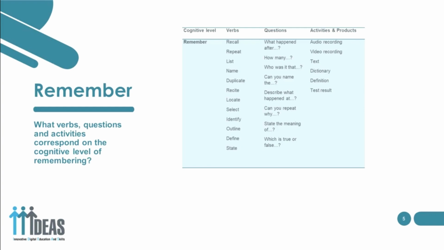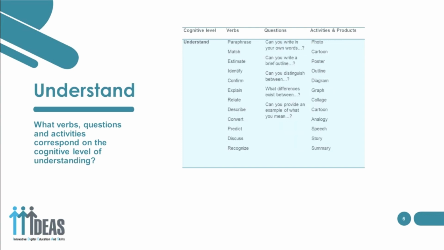That could be recall or repeat at the cognitive level of remembering, using questions like "Can you repeat why?" or "State the meaning of." Based on this, the appropriate activities and products can be decided on, for example, running a test for testing remembering.